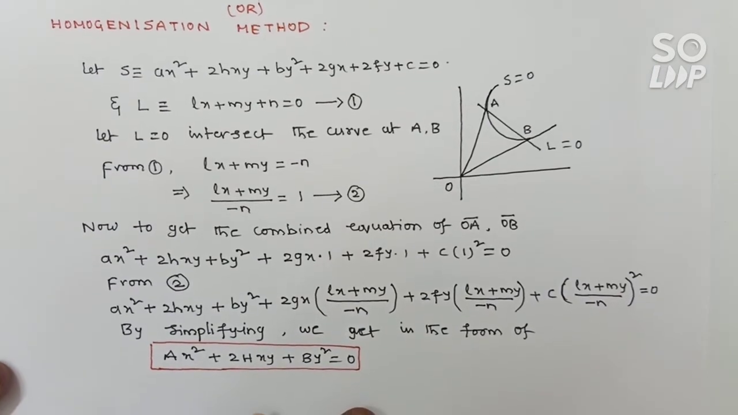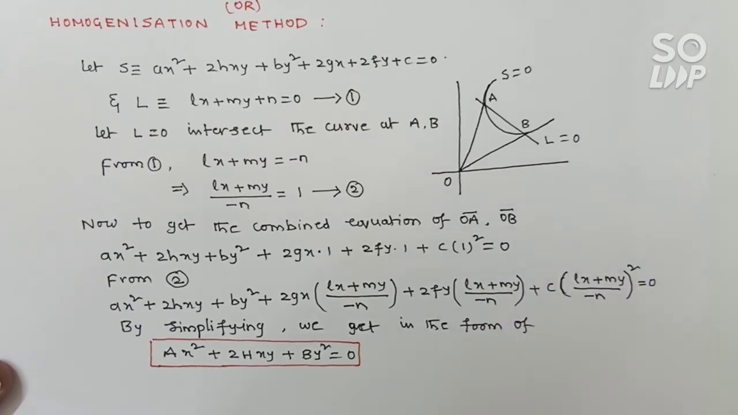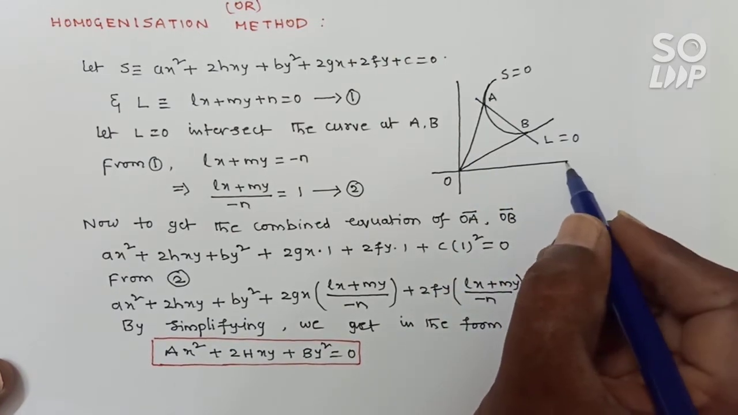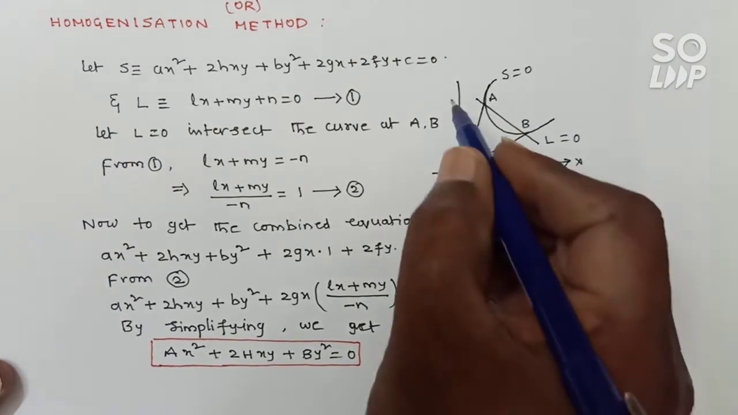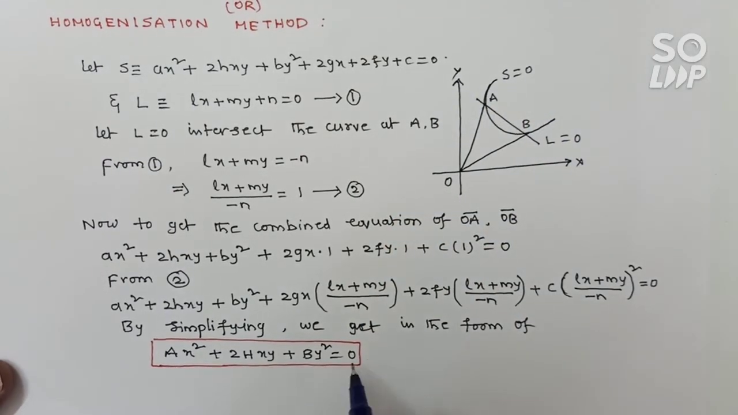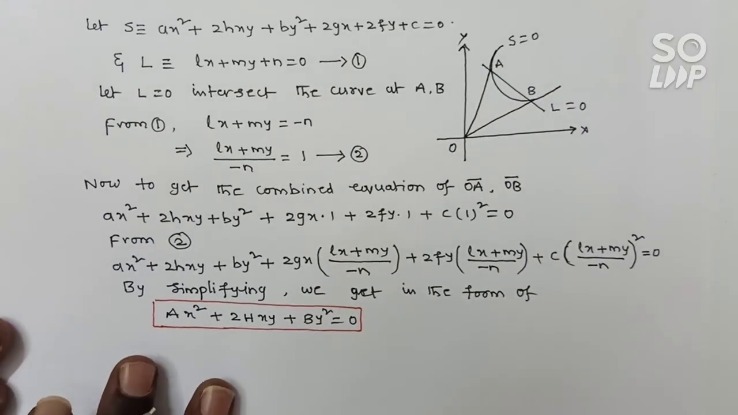Okay, now suppose you want to find the angle between OA and OB. Here this is the x-axis and this is the y-axis. Suppose we want to find the angle between OA, OB. Here is a very important point.